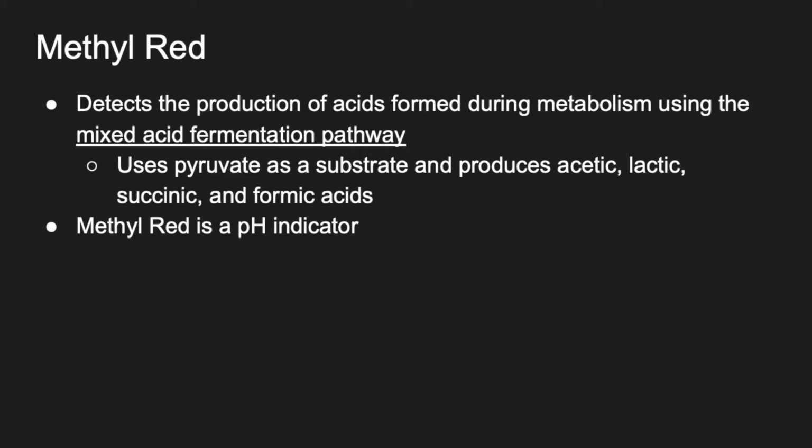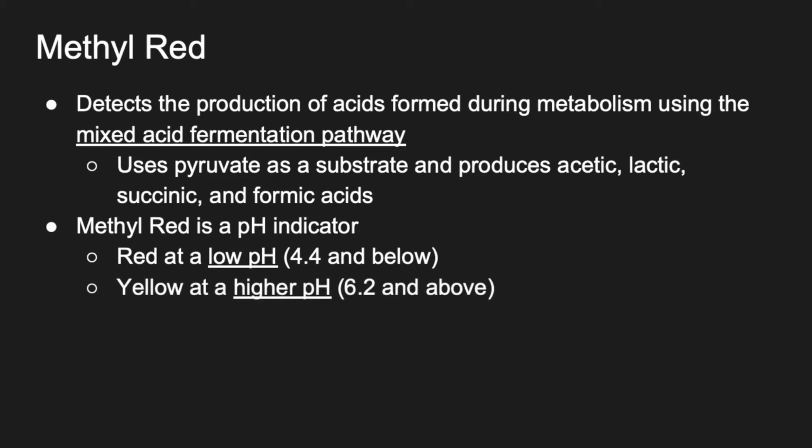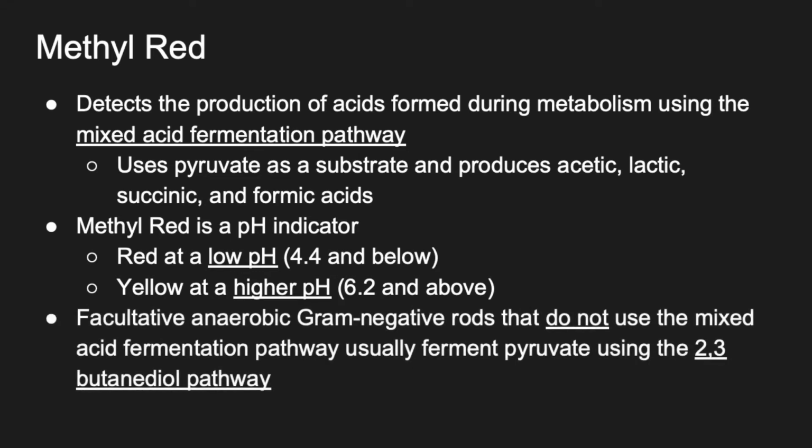Methyl red is a pH indicator that is red at a low pH. So when the pH is 4.4 and lower, it is red. And methyl red is yellow at a higher pH. So things that are 6.2 and above will be yellow. Facultative anaerobic gram-negative rods that do not use the mixed acid fermentation pathway usually ferment pyruvate using the 2,3-butanediol pathway. And we'll get into that a little bit more, but first I want to just touch on this picture here.